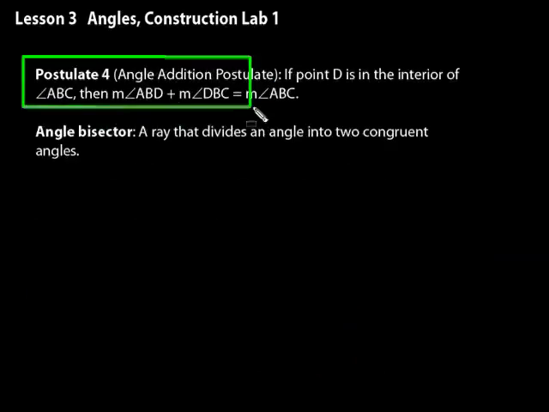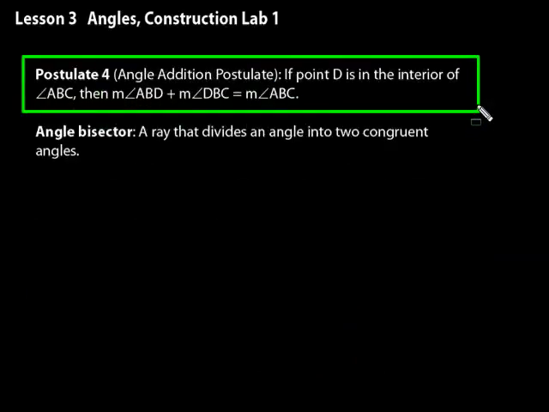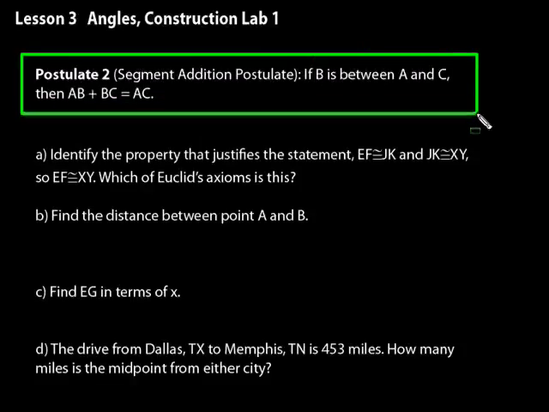Well, let's go on to postulate 4. Postulate 4 is the angle addition postulate. And it says if point D is in the interior of angle ABC, then the measure of angle ABD plus the measure of angle DBC equals the measure of angle ABC. Now look at the comparison here between that and postulate 2 we just did in lesson 2. Postulate 2 is the segment addition postulate, and it's very similar. There's an analogy or a comparison between the two. Now it says if B is between A and C, then AB plus BC equals AC. So they're talking about distances there.